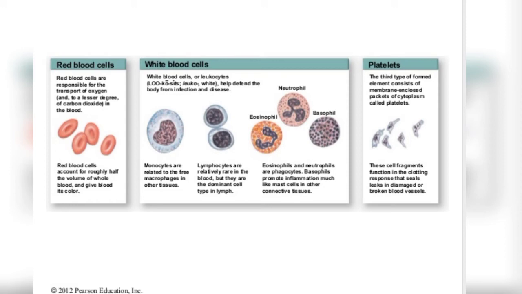Now different cells are present in blood. What are the functions of these different cells? If we talk about RBCs, they help in transport of respiratory gases. Which are the respiratory gases, dear students? Of course, oxygen and carbon dioxide.